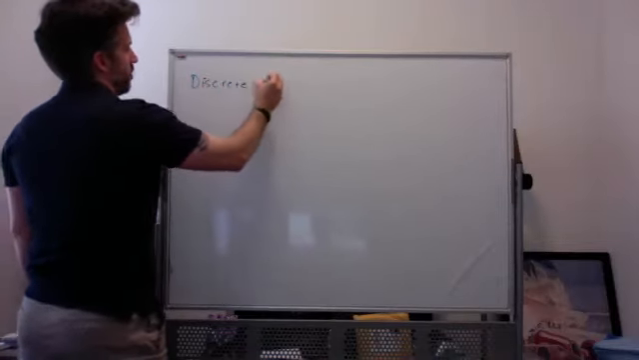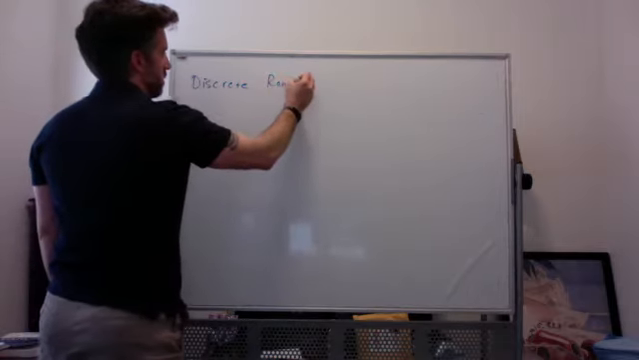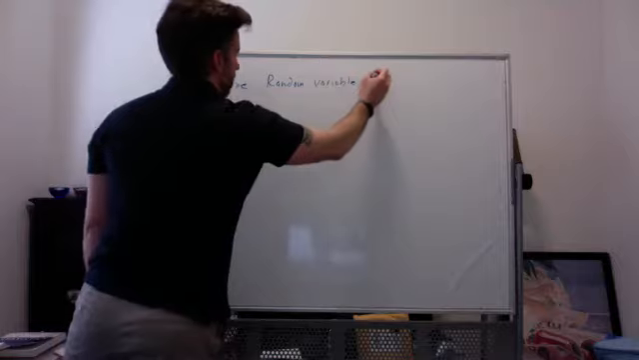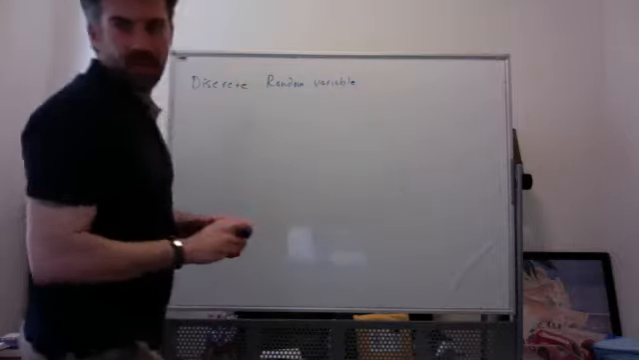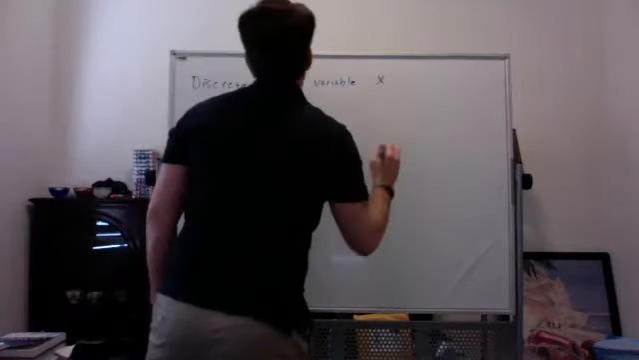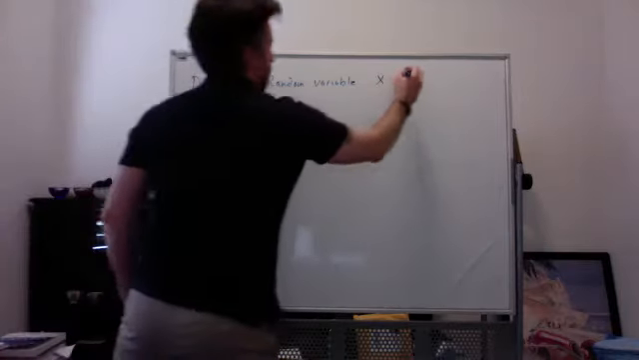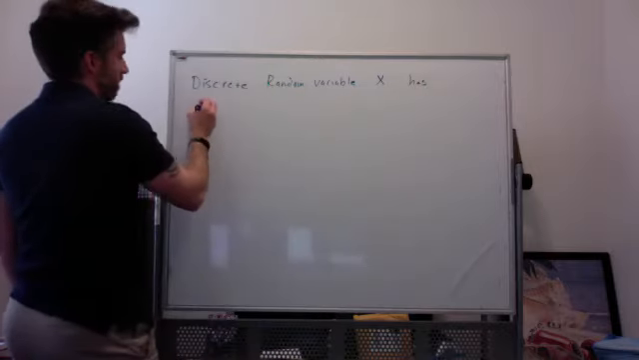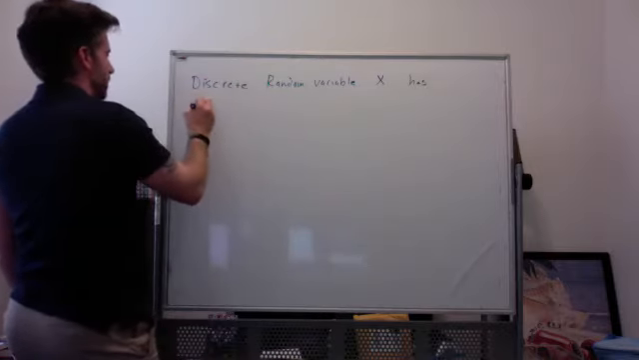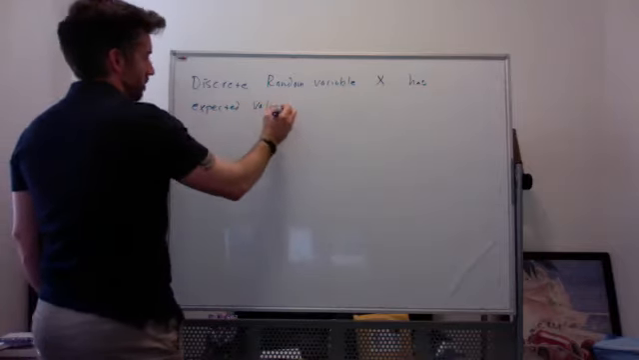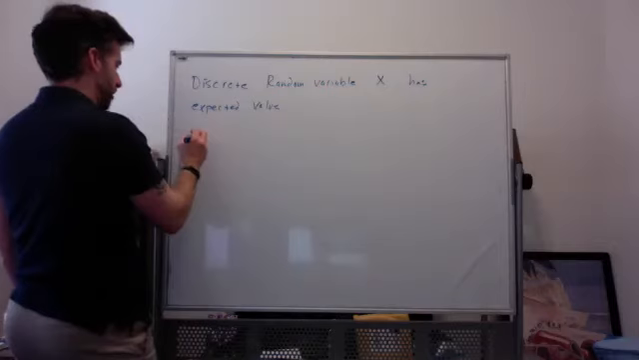So a discrete random variable x has expected value, which is again another word for the mean or the average.